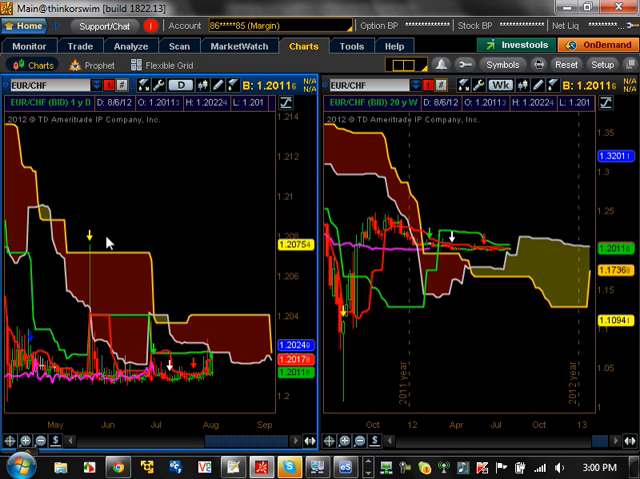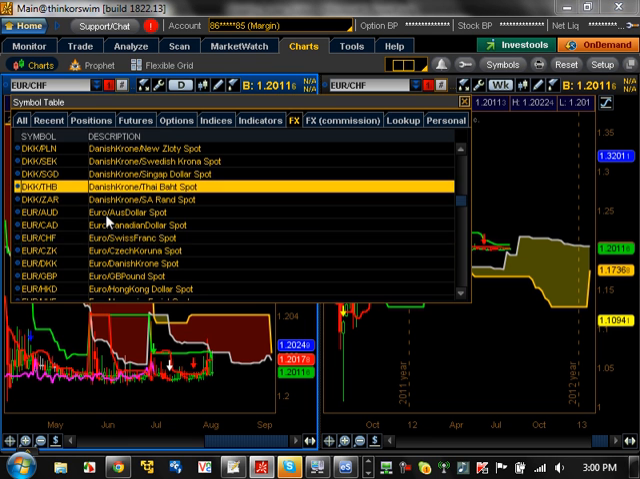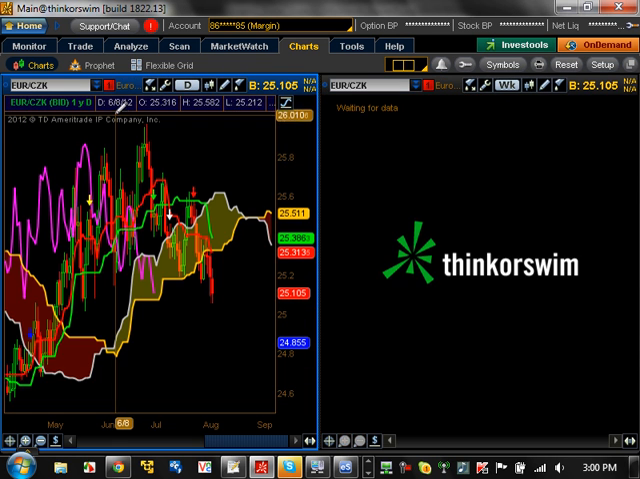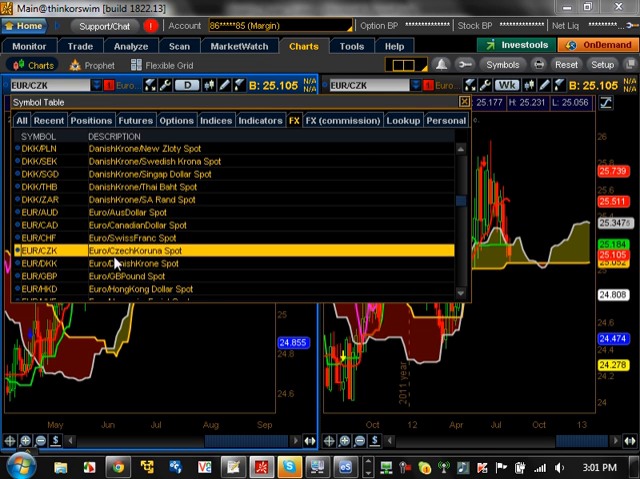Euro Swissy, really not doing anything at all. Definitely stay away from that one since it's being pegged. I don't even know why we're looking at Euro Czech.